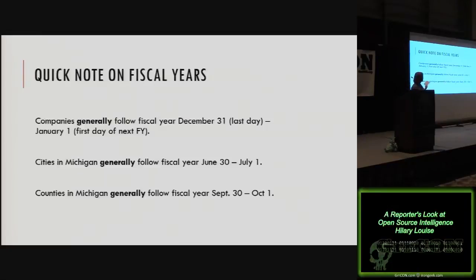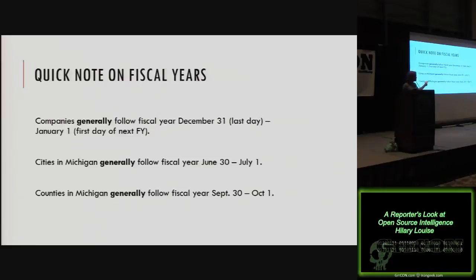Cities in Michigan generally follow fiscal year June 30 to July 1, so your first day is July 1st. They're forward cycling. I meant to do the math on this earlier. What is this, October? We're in fiscal year 2018. It's going to end June 30th.